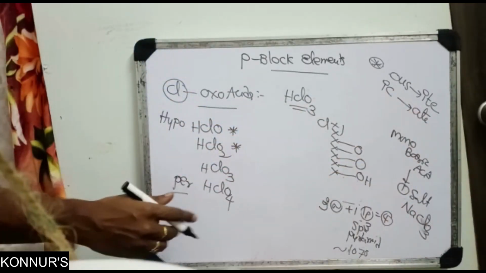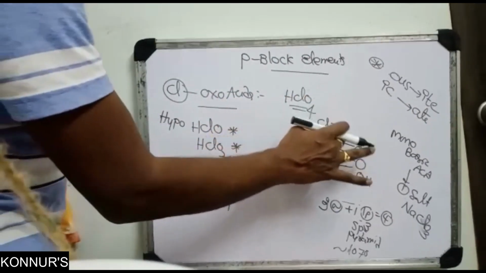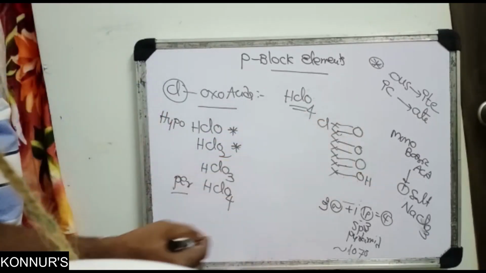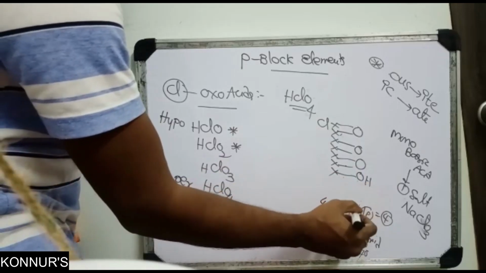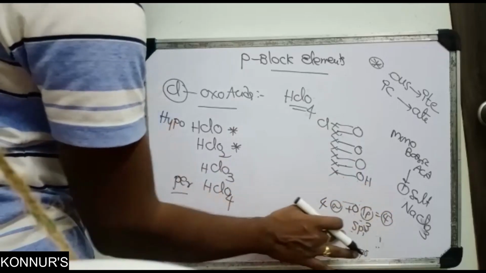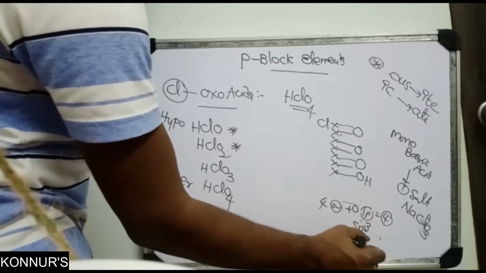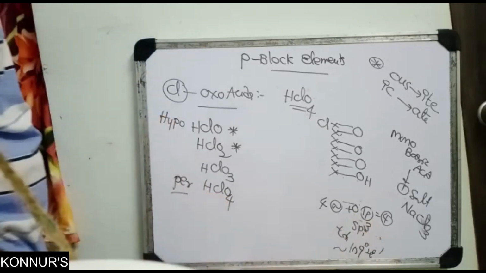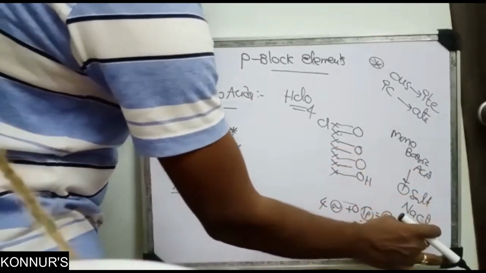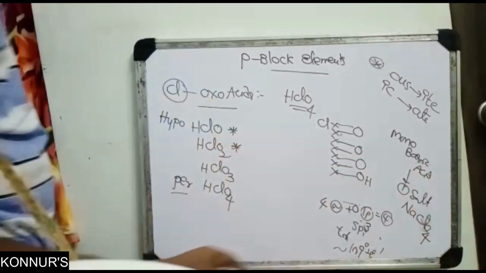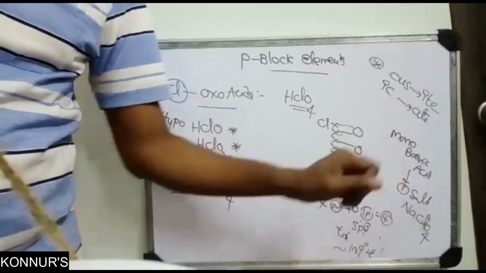Next, the last one, HClO4. This is perchloric acid. One more oxygen you add. So here 4 sigma bonds, 0 lone pairs. So the number is 4, sp3. The structure is tetrahedral. Bond angle is nearer to 109 degrees, 28 minutes. Here also one OH is there, monobasic acid, one salt. So that is NaClO4, and the name is sodium perchlorate.